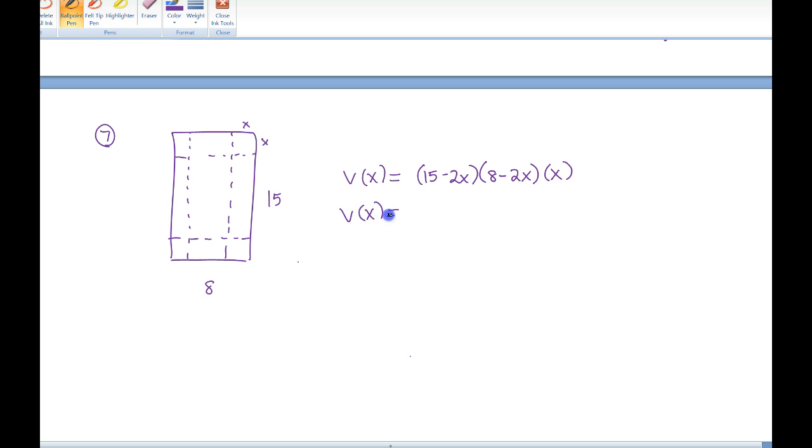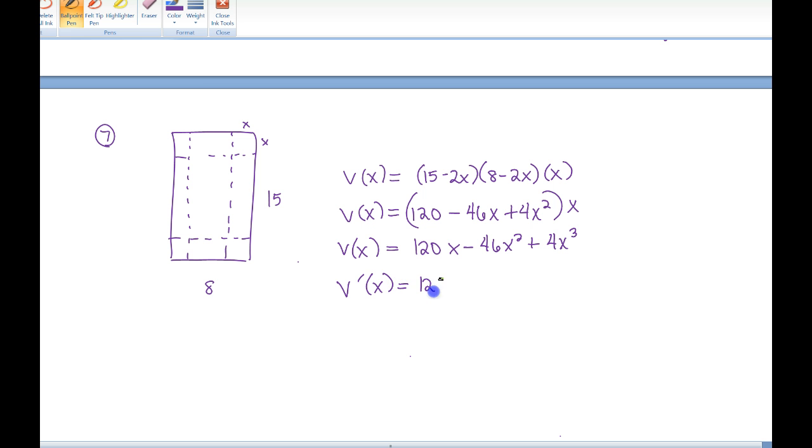And then I would probably multiply this all out just to make it a little easier when we go through the process of the derivative. So we have 120 minus 30x minus 16x, so minus 46x, and then plus 4x squared. So we want to multiply this whole thing by x. So 120x minus 46x squared plus 4x to the third. So I want to do the derivative. So I get 120 minus 92x plus 12x squared.